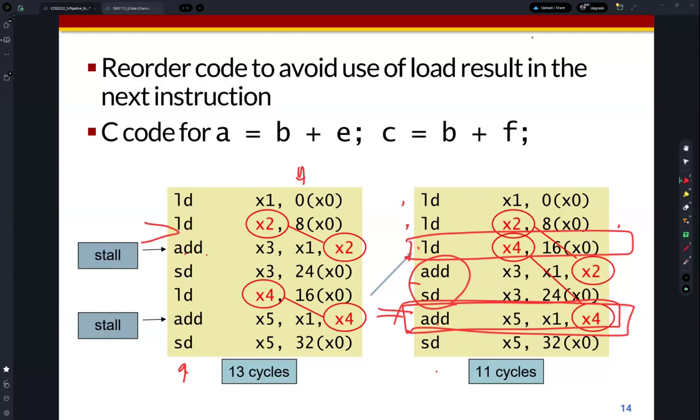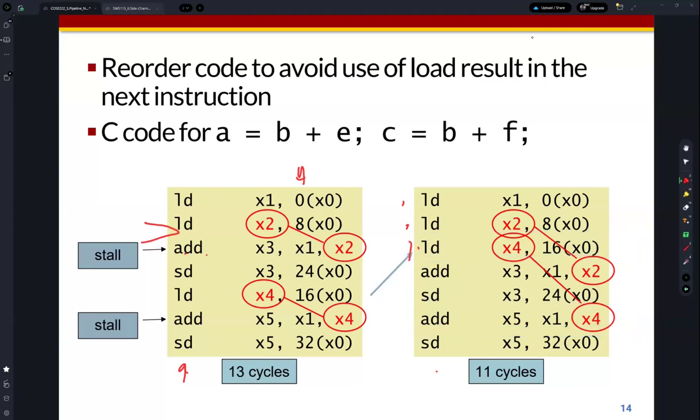Okay. And then if you compare this code and this code, the final result is the same. So at this point, the final result is the same. So there is actually no problem for this code. So by changing the order of instructions, we can avoid the load use hazard.